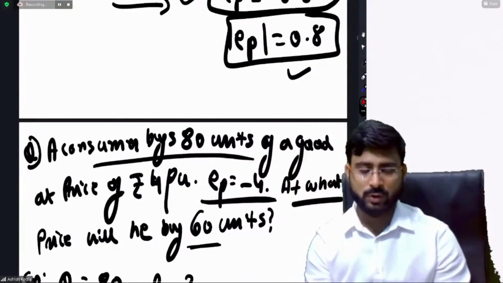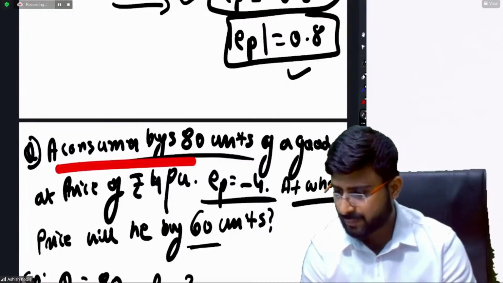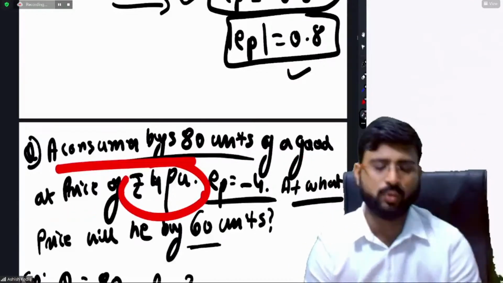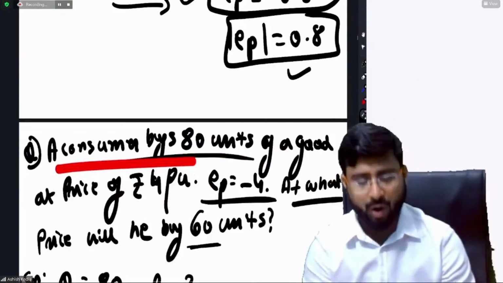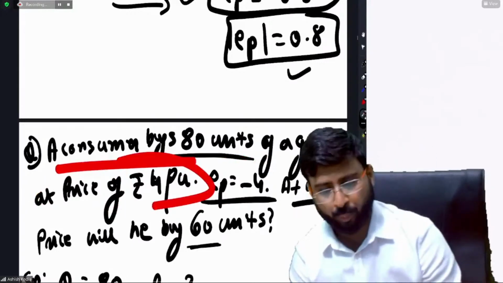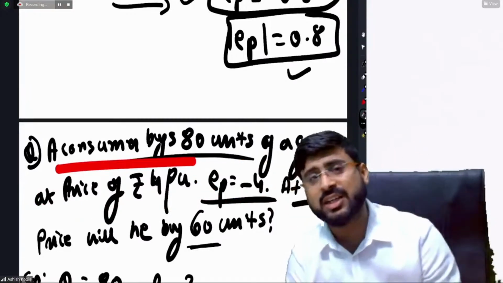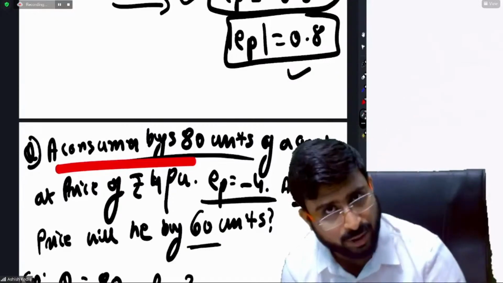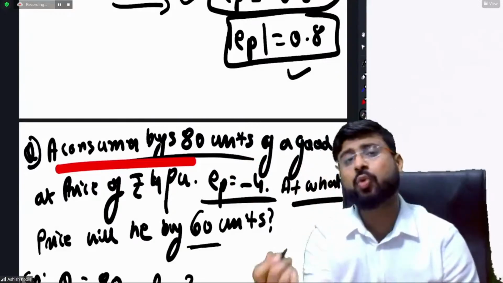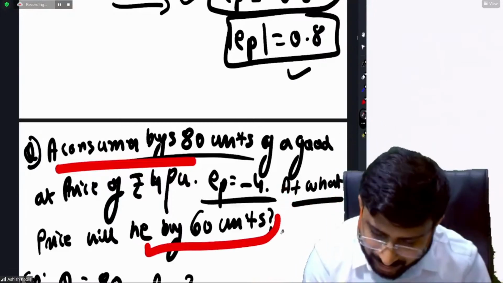Okay, here is my question. Solve it and tell me. A consumer buys 80 units of a good at a price of rupees 4 per unit. Elasticity is -4. Remember, price elasticity is negative, because there is an inverse relation between price and quantity demanded. Now your question is, at what price will he buy 60 units?